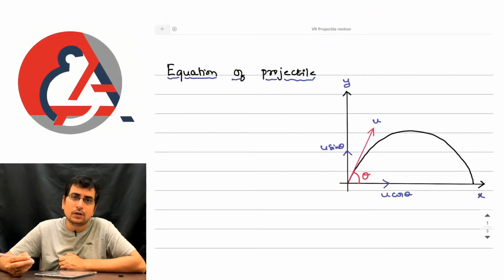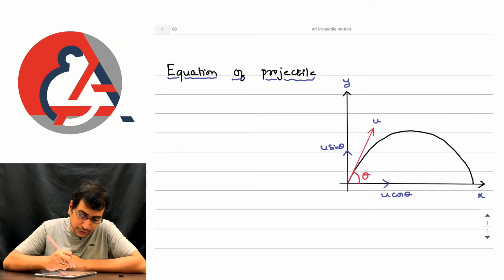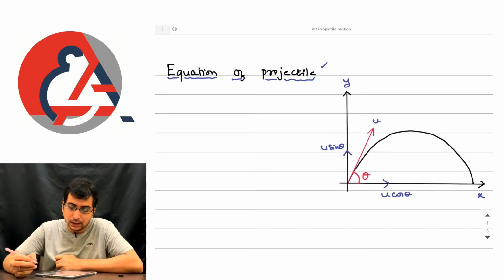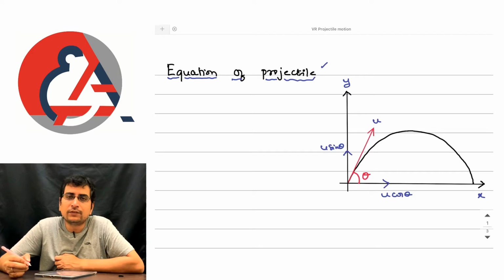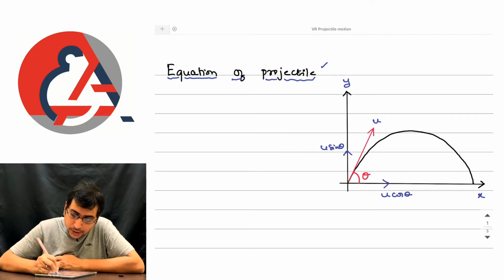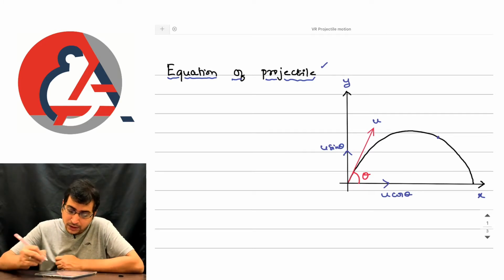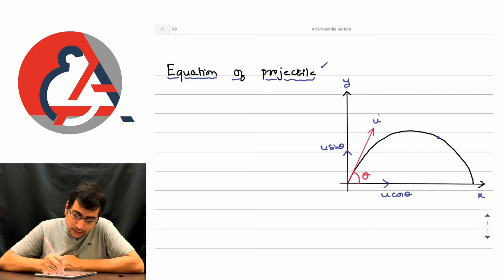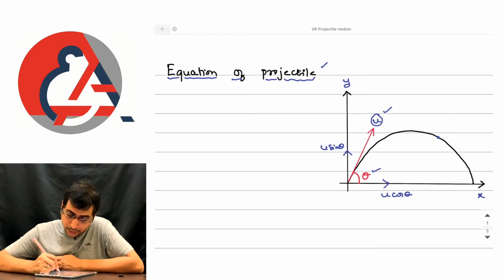In this video, our topic of discussion is equation of a projectile. So here we are going to derive the expression or the equation for a particle which is trying to travel in a parabolic path. Okay. So let's say there is a particle which is projected at an angle theta with an initial velocity u in such a way that the particle is traveling in a two-dimensional plane.